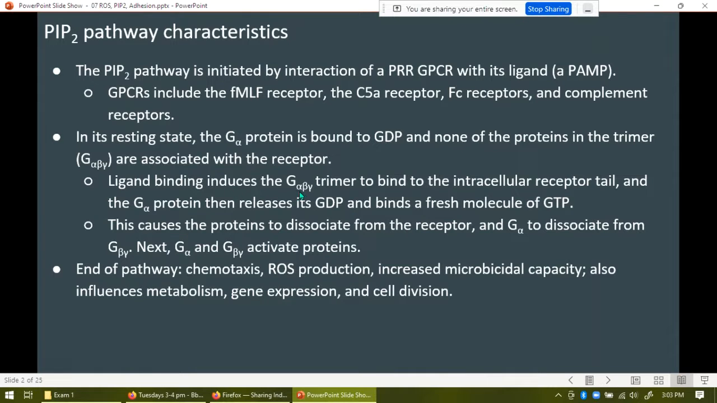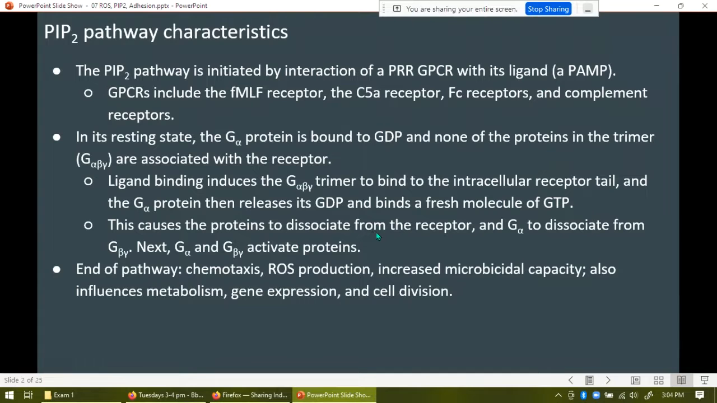However, when the receptor binds to its ligand, depending on what receptor it is, it'll have a different ligand. That will induce the G alpha beta gamma trimer to bind to the intracellular receptor tail of the receptor, and then the G alpha protein releases the GDP molecule that it's bound to, and it binds to a fresh molecule of GTP. So it doesn't phosphorylate the GDP; it actually releases it and picks up a new one. And most of this nucleotide is in the form of GTP in the cell.